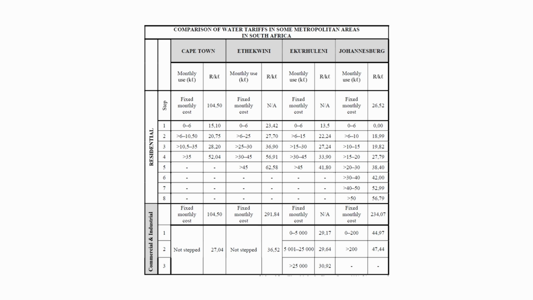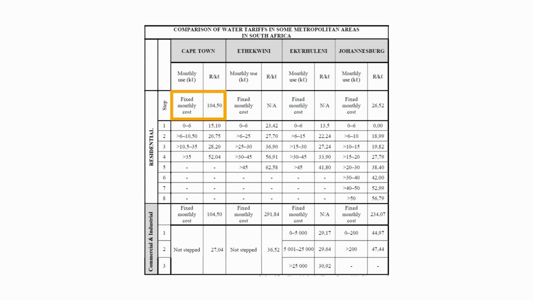Now, water tariffs are usually calculated on a sliding scale. What this means is if you use 45 kiloliters of water, then you will have to calculate the water usage for each step up to step 4, which is the step for water consumption above 35 kiloliters. So the total cost for the water consumption will be the sum of the cost of all 4 steps plus the fixed monthly cost if there are any fixed costs for that area.